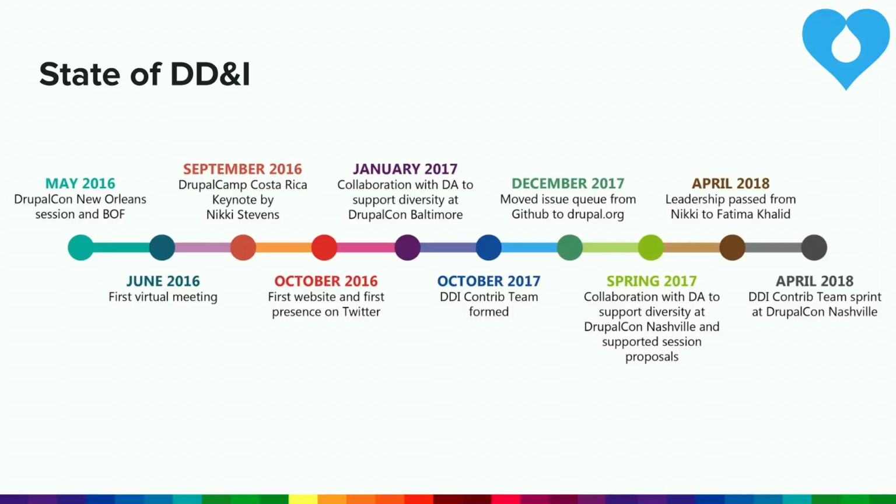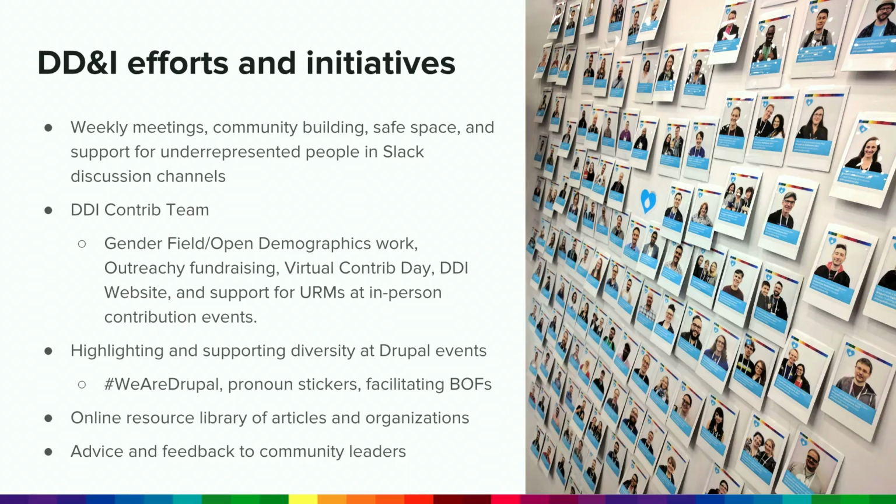So Fatima is in charge of the leadership team, and there were DDI Contrib sprints at Nashville, and we've got another one coming up, which I will talk about in a minute. One of the things we did in Baltimore is we started having a table, and we've got a photo booth. We take people's pictures and we post them all on our Instagram and Twitter with the hashtag #WeAreDrupal to really highlight the diversity of the community, or the lack thereof, whatever it is, that's our community.